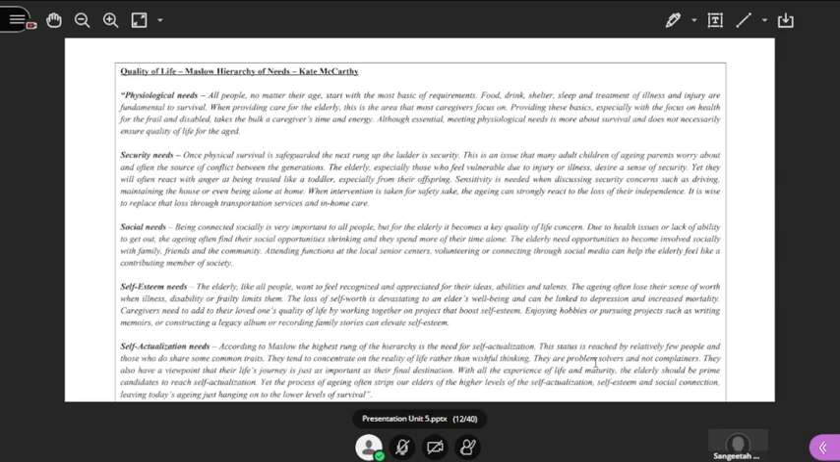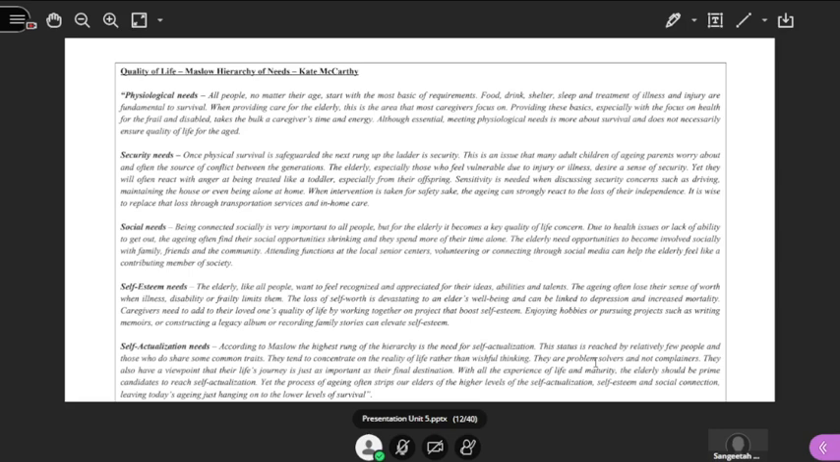Caregivers, therefore, need to add to their loved ones' quality of life by working together on projects that boost self-esteem, right? You have to boost the self-esteem. Enjoying hobbies or pursuing projects such as writing memoirs, constructing a legacy album, or recording family stories can elevate self-esteem. So you will see the Senior Citizen Association has essay competitions, quizzes, and singing competitions. These are the things because they want to increase the dignity and self-esteem of the older person.